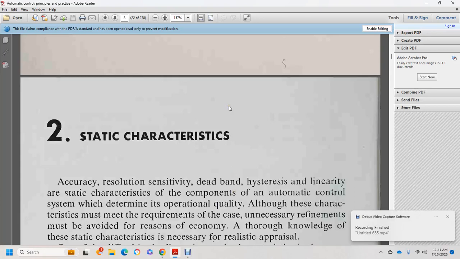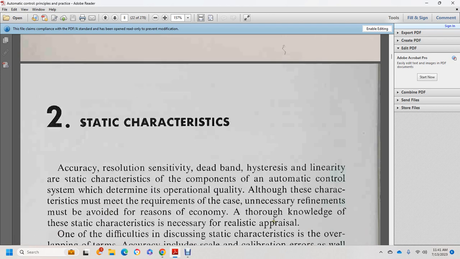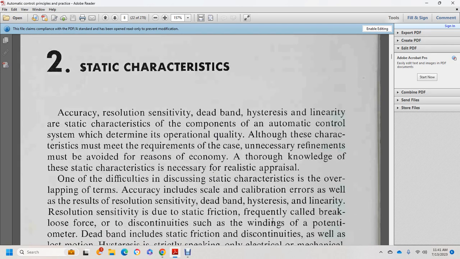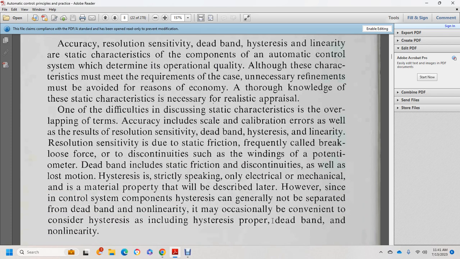All right, Chapter 2: Static Characteristics. Accuracy, resolution, sensitivity, deadband, hysteresis, linearity. Any static characteristic of a component of an automatic control system determines operation quality. Although the characteristics might meet the requirements, refinements are unnecessary for the region, for the economy. Knowledge of the static characteristics is necessary for a realistic appraisal.